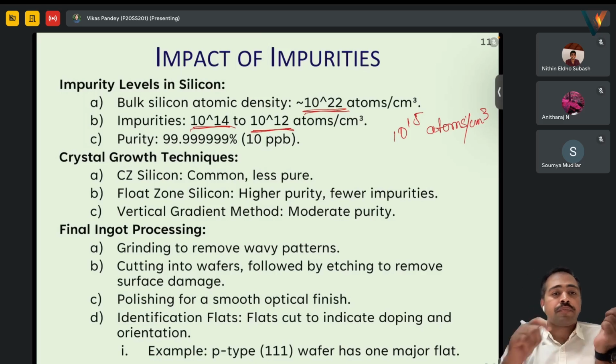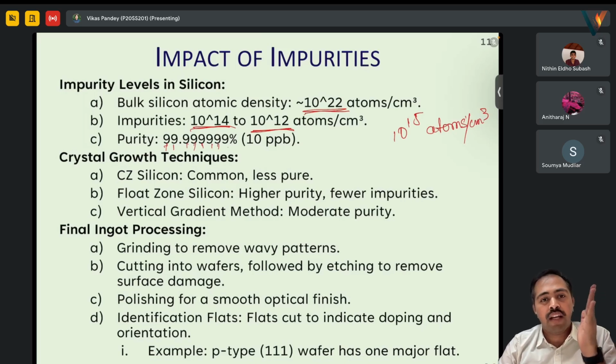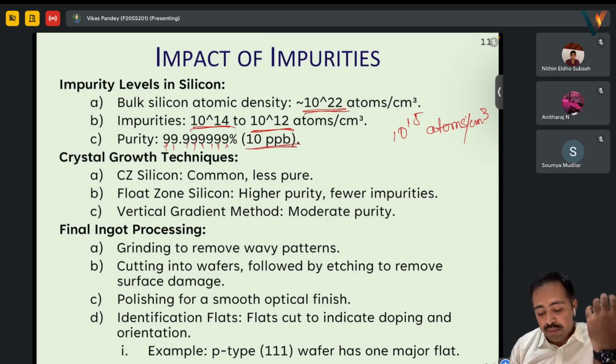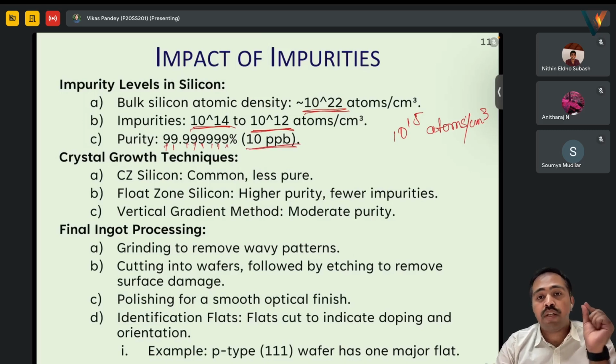Okay, you see, 1 2 3 4 5 6 7 8. So this is known as 8-9 purity. There is 99.99999% purity, that is 10 ppb, 10 parts per billion impurity. That is the purity level of the silicon wafer we are generally getting.